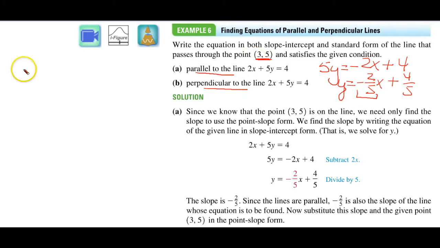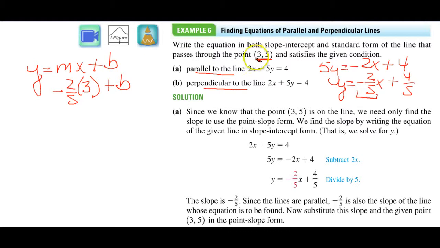So we know what our y is. Let's put it in this form here. y equals mx plus b. So our slope now we know is -2/5. Our x is going to be a 3 plus b here, and our y is going to be a 3. I'm sorry, y is going to be a 5. Yes, got carried away there.